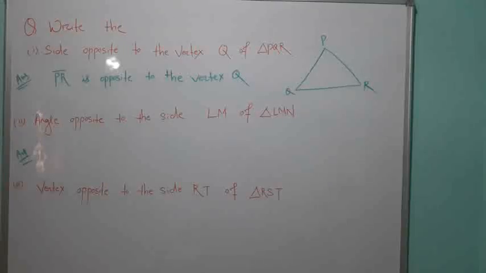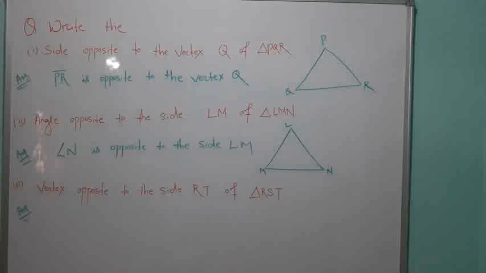Now tell the angle opposite to the side LM of triangle LMN. So here also we have to draw a triangle whose name is triangle LMN. As angle N is situated in the opposite direction of side LM, so N is opposite to the side LM.